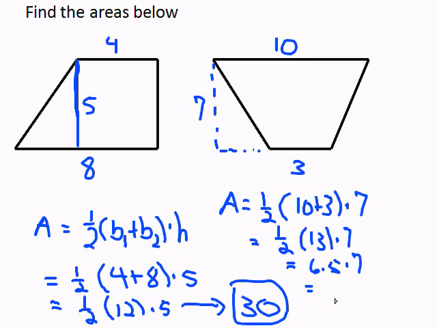You're going to get 45.5. I think I just got to do it in my head. Go ahead and use the calculator to check that for yourself. But again, you find out what shape you have, you write down the formula, then you substitute in the values that you know.